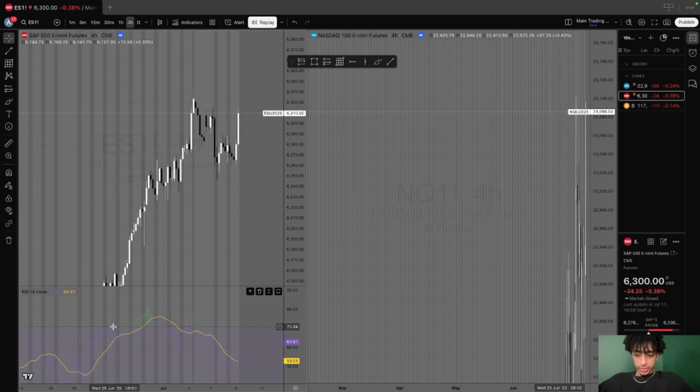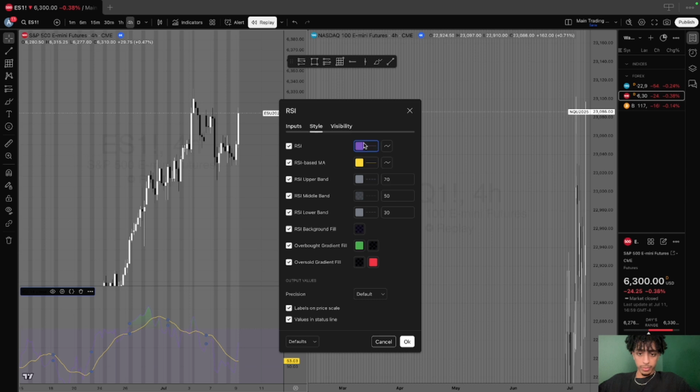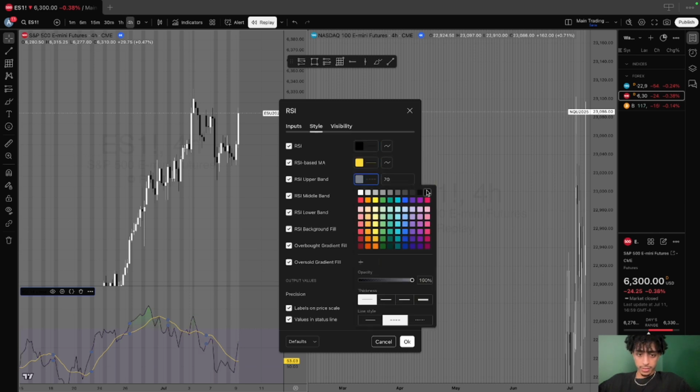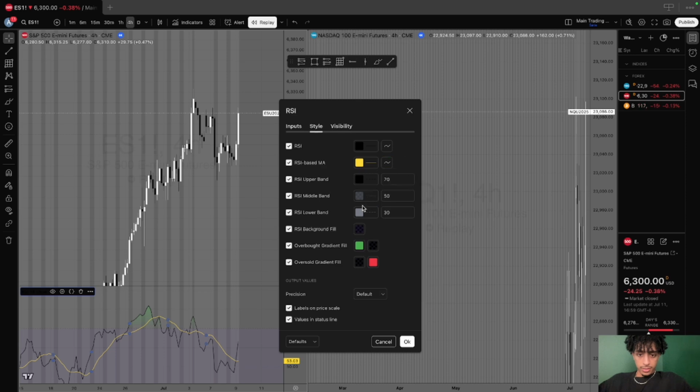So you can see right here, this is our line. Now I actually have to change these colors. You guys are not going to be able to see anything. Who even made these colors, bro? This is insane. All right.